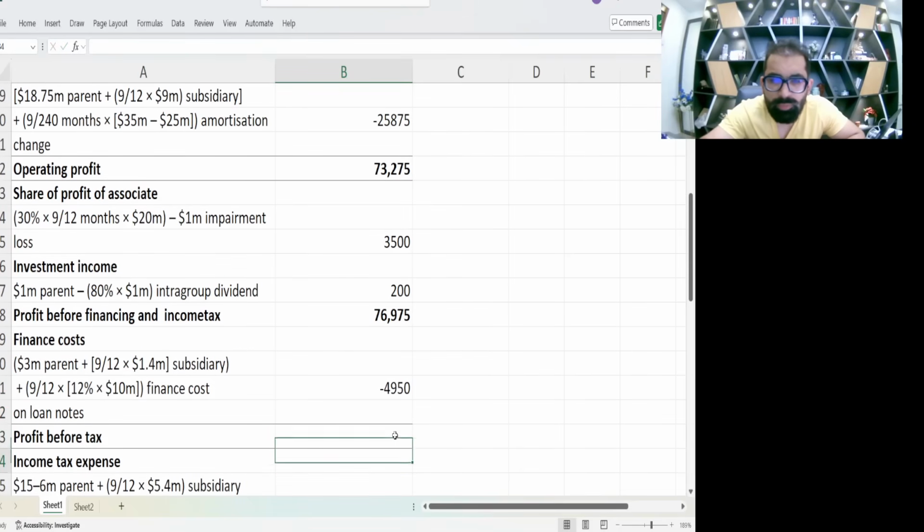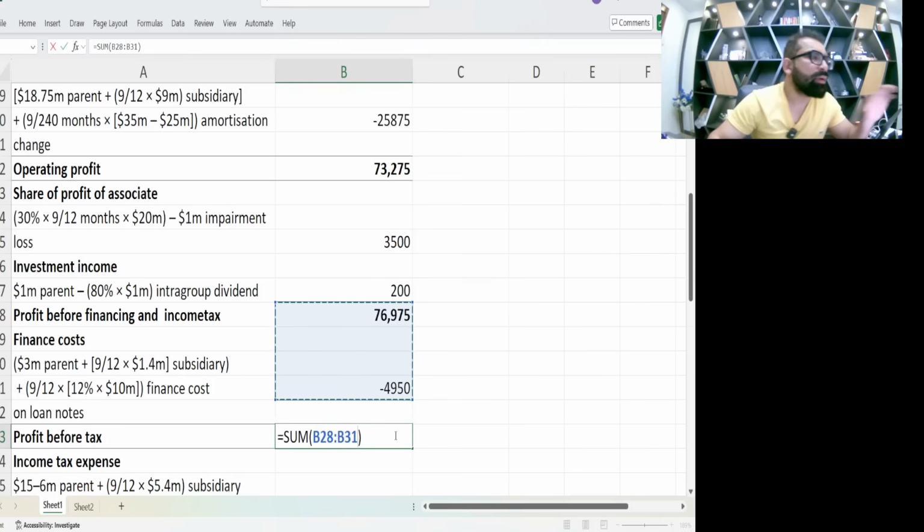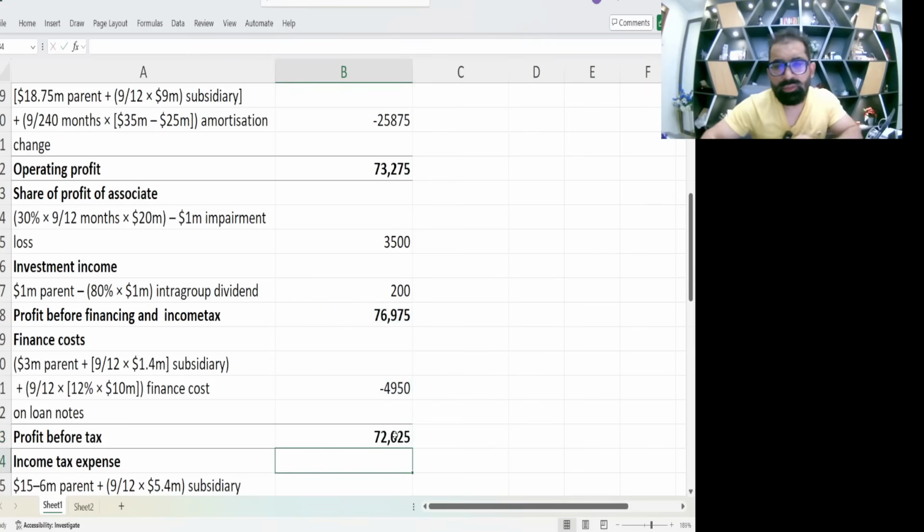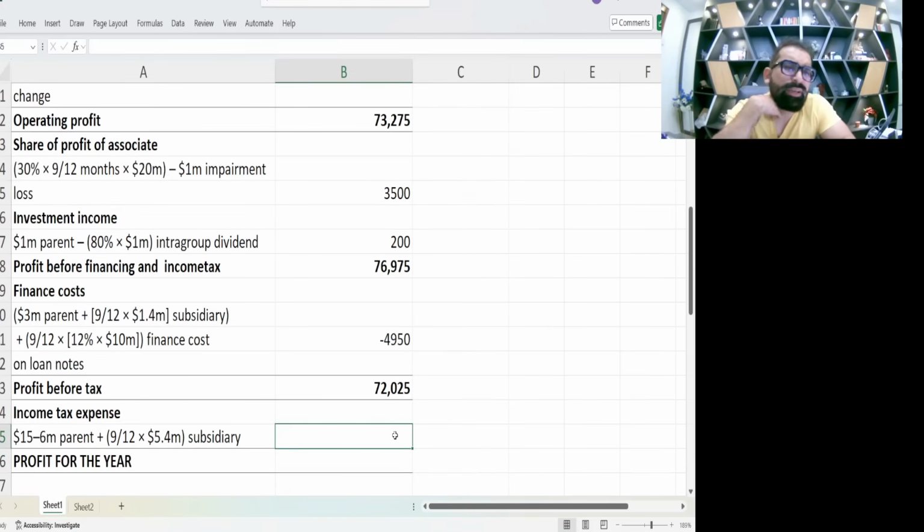Okay. So now we'll get profit before income tax. Then we have income tax expense. This is very ready-made. So income tax for the parent company is 15.6 million, and for the subsidiary company it's 5.4 million into 9 upon 12. So the total came out to be 19650. This is very simple.